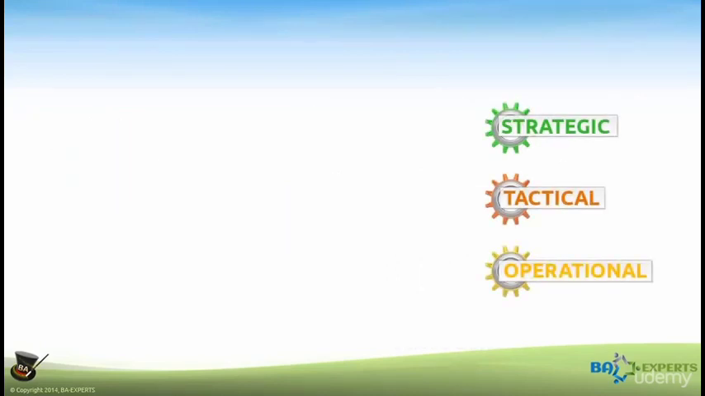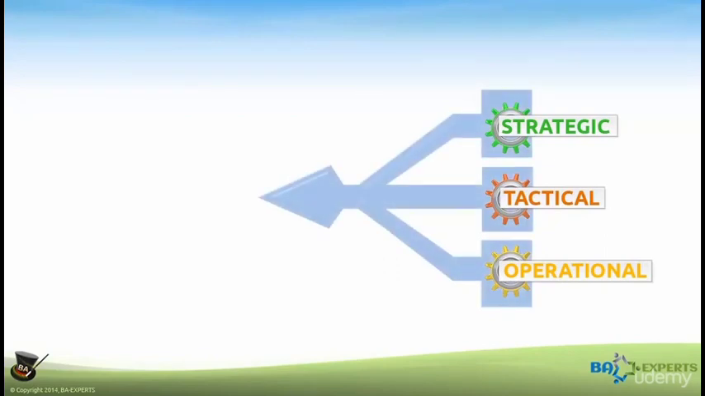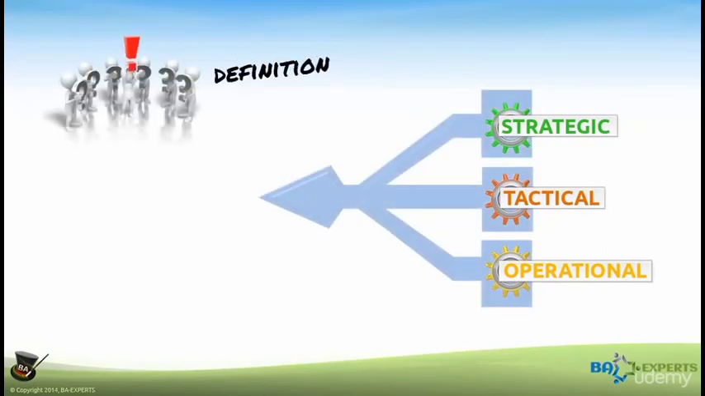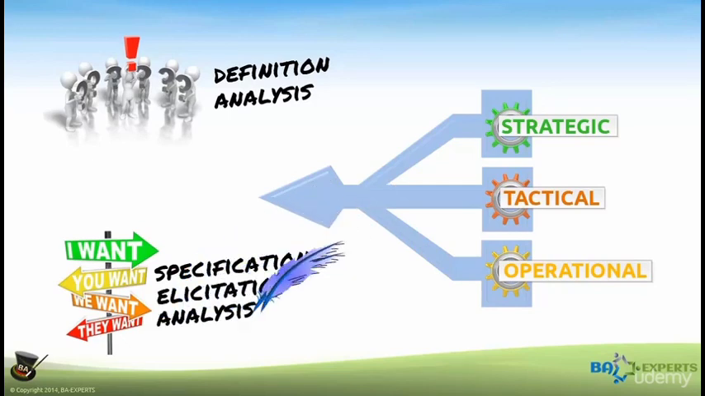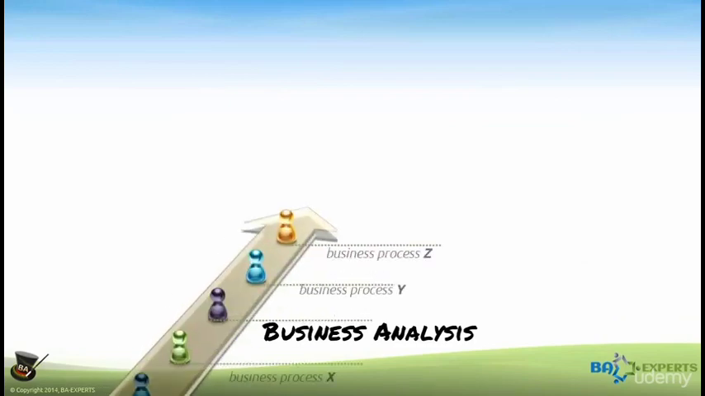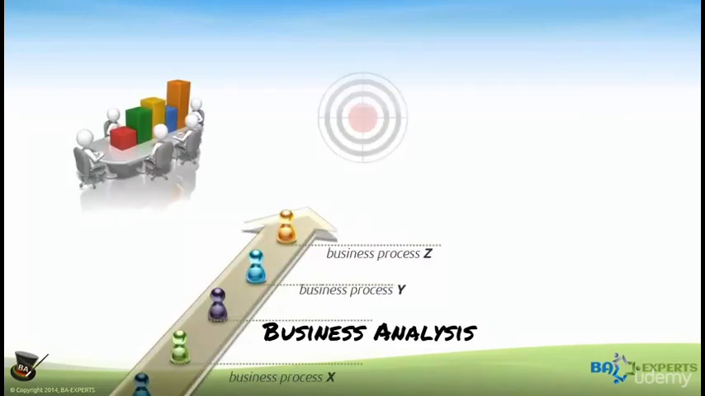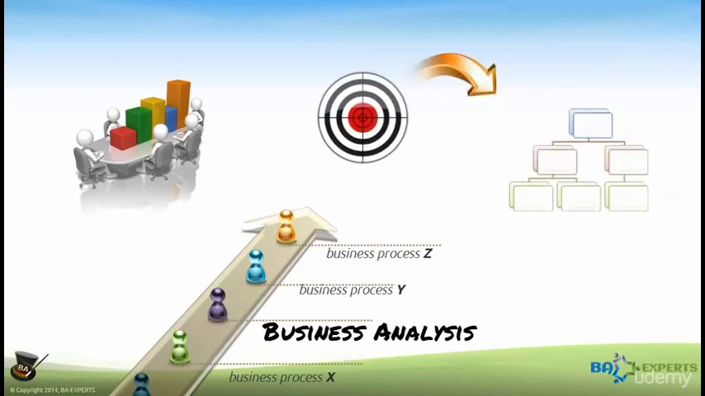All three levels of business analysis share techniques such as problem definition, problem analysis, requirements specification, requirements elicitation, requirements analysis, and dozens of others. As stated earlier, business analysis in the end is the business process of ensuring that the evolution of the organization mirrors the goals and objectives set by executive management.